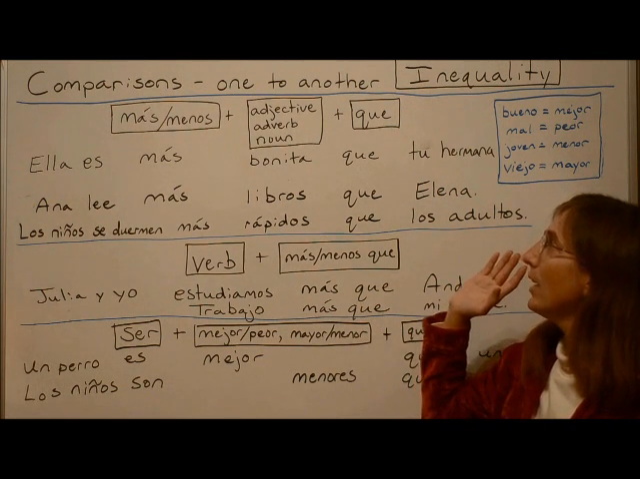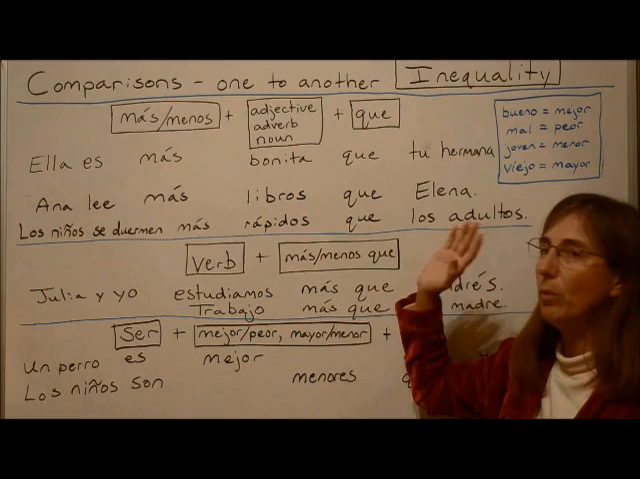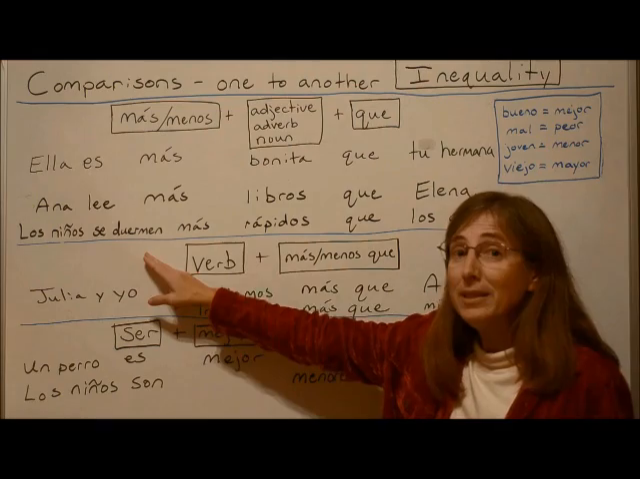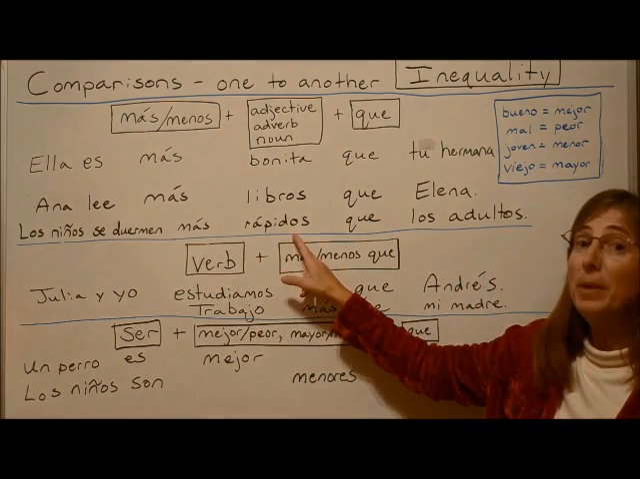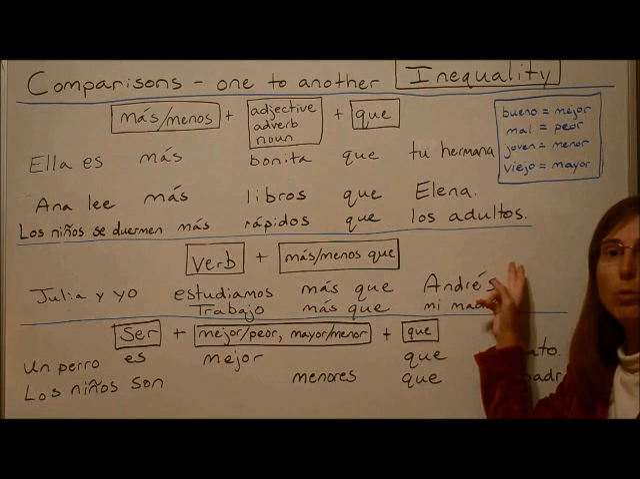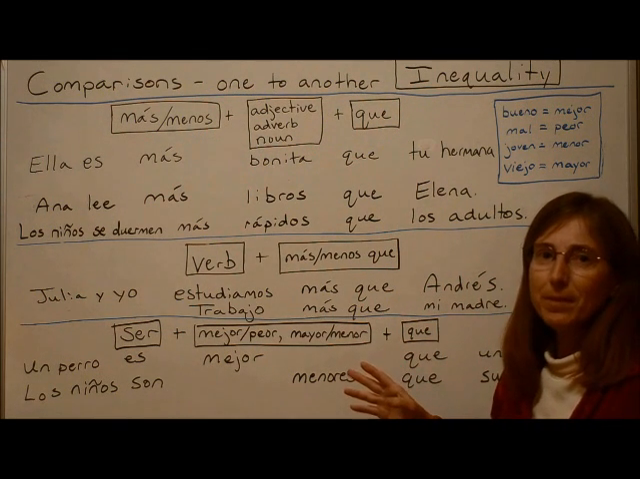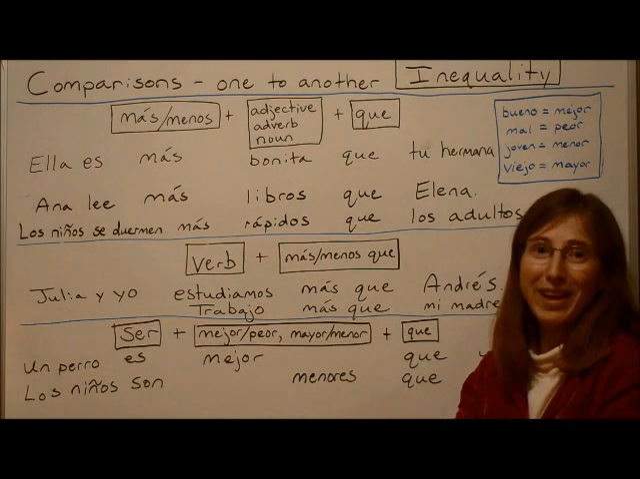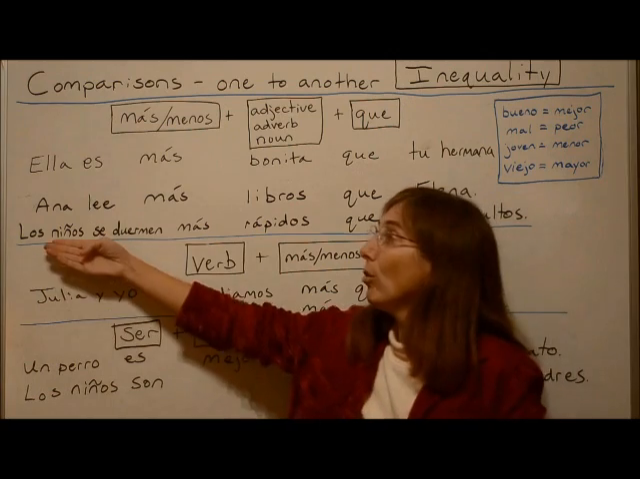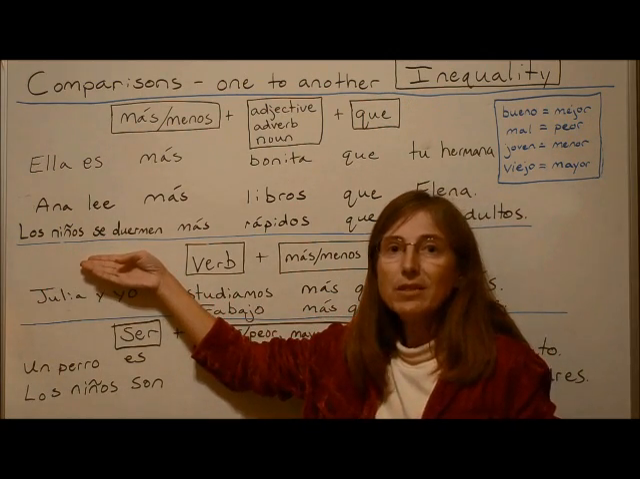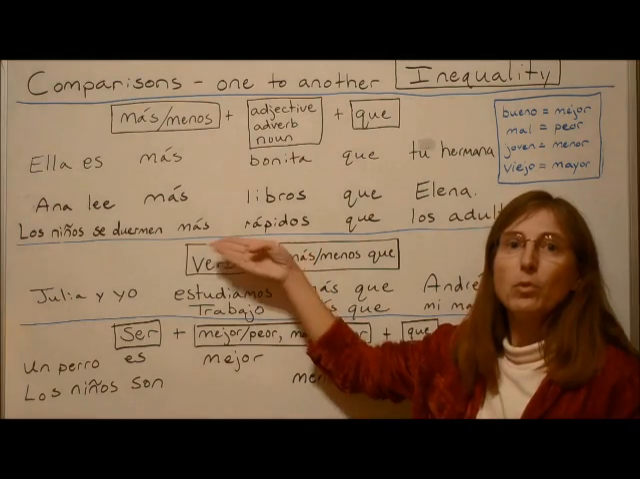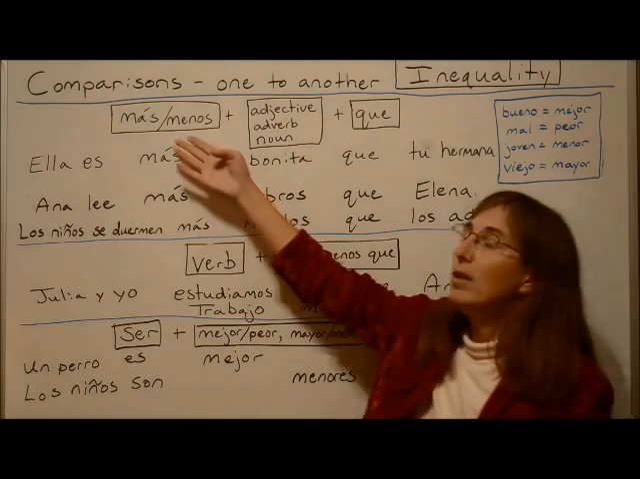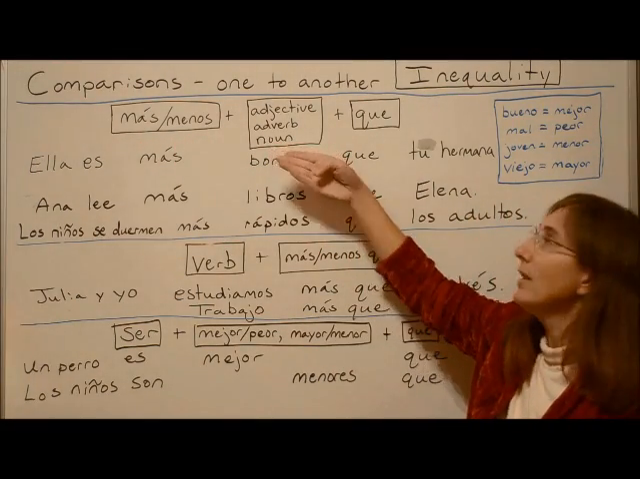Now let's use an adverb, okay? Rápido. Los niños se duermen más rápidos que los adultos. The children fall asleep faster than adults. And we don't have the -er to add on in Spanish, so we have to say more fast, okay? So we're going to say, los niños se duermen, the children fall asleep, más rápidos, more fast, que, than, los adultos. Okay, we have más and then rápidos que.